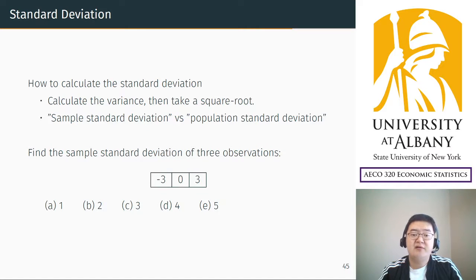To better understand what happens in the standard deviation, just try this. The simplest possible example. You have three observations. Suppose that these three are your data: minus 3, 0, 3, and calculate the standard deviation of these numbers. Just try it. I will stop the video here and continue in the next video. In between, please calculate the standard deviation by yourself. It should be easy enough. So try it and see you in the next video.